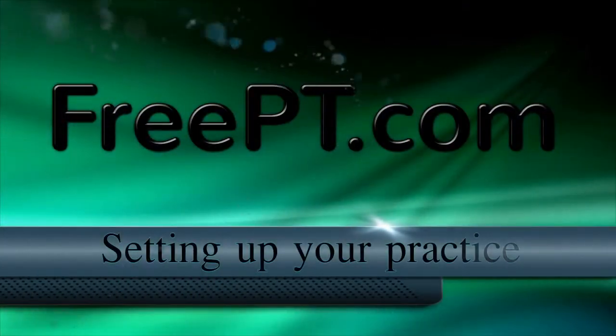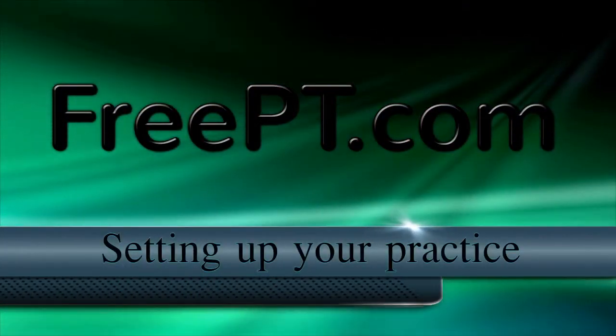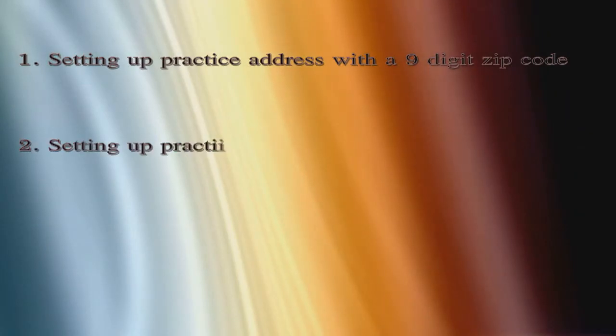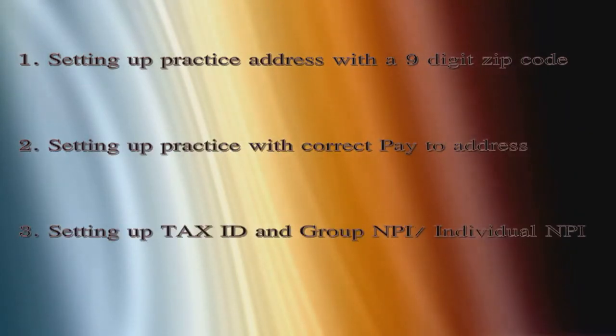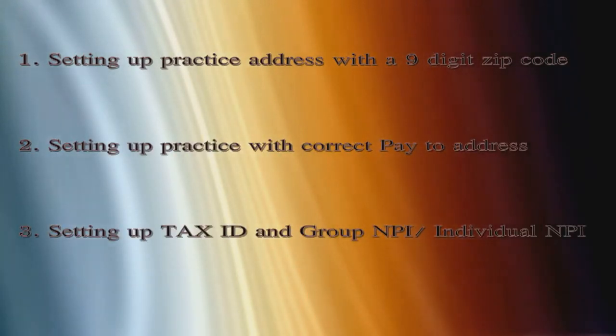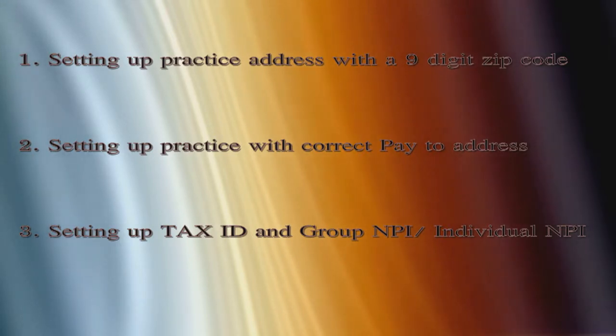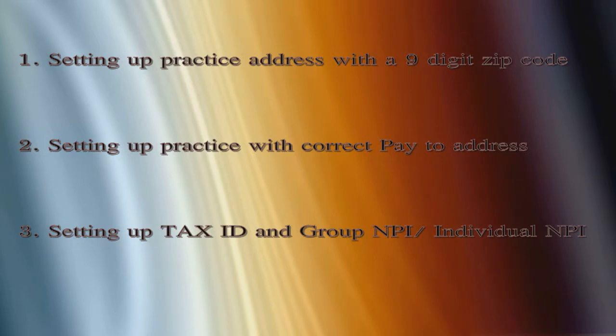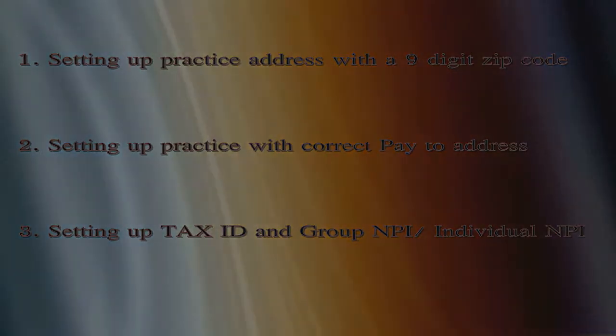In this video, we're going to learn how to set up your practice. Setting up your practice is critical to claim reimbursement, and so we'll cover the three most important aspects: setting up your practice address with a 9-digit zip code, setting up your practice with the correct payable to address, and setting up the tax ID and group NPI or individual NPI numbers.